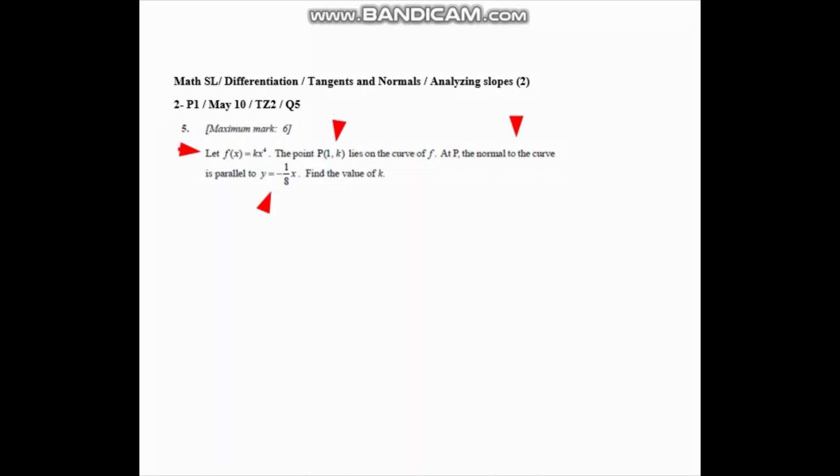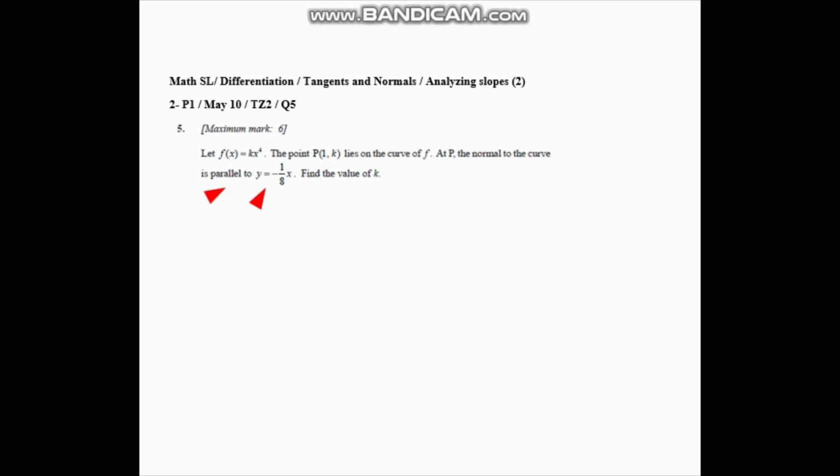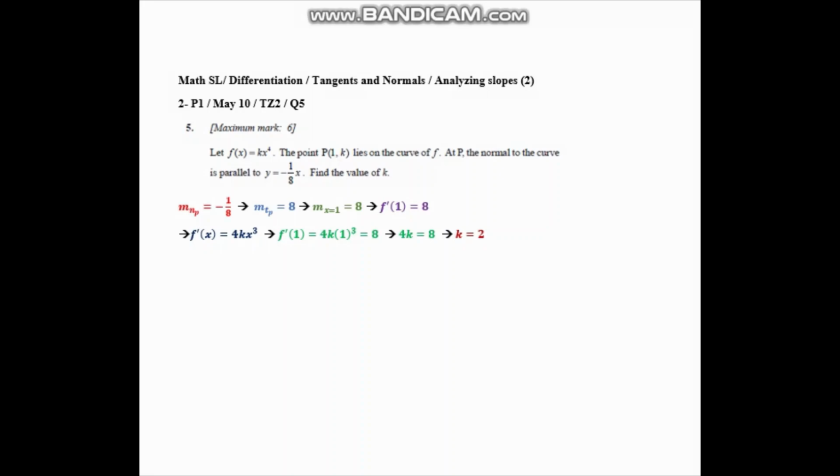So the first keyword that should draw my attention in this problem is the word parallel. We know that parallel lines have equal slopes. So the normal to the curve shall have the same slope as this line. Hence, the slope of the normal of the curve at P is negative 1 over 8. So take a look at the answer. So I begin by making the deduction that the slope of the normal at P is equal to negative 1 over 8.